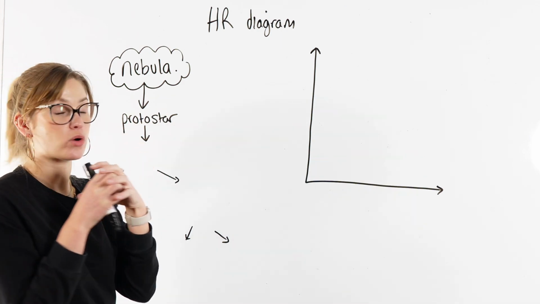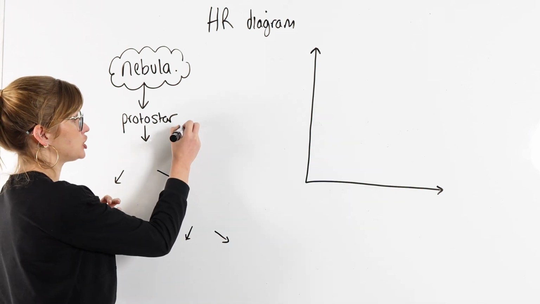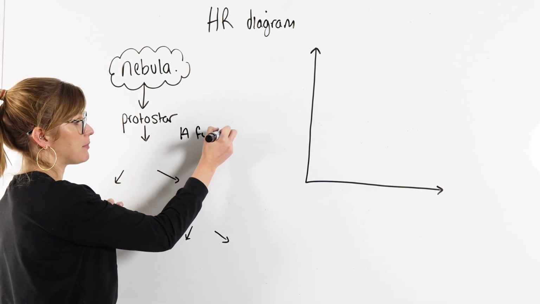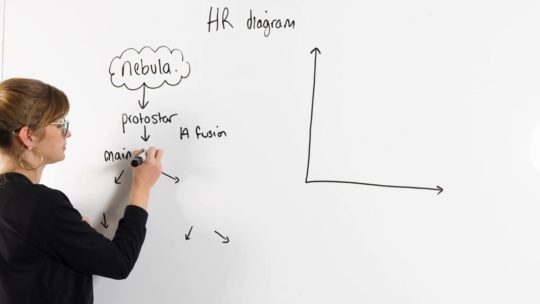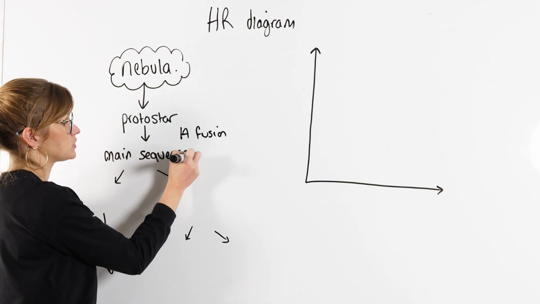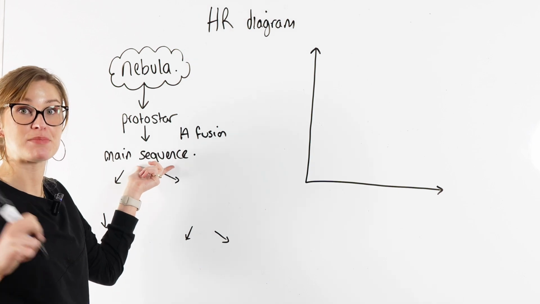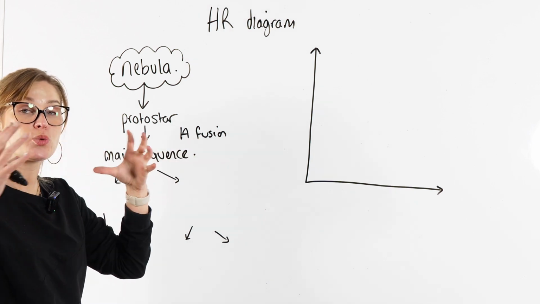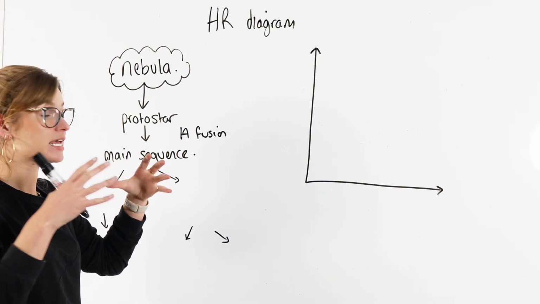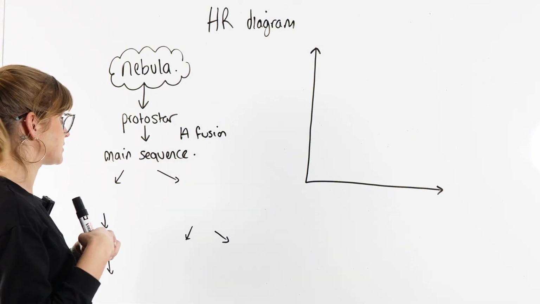And as soon as that core heats up enough, hydrogen fusion can start to happen. That's when we get a main sequence star. So that's what our current sun is. It's a main sequence star, hydrogen fusion. And it's stable because the outward forces of the radiation is balanced by the inward gravitational forces.